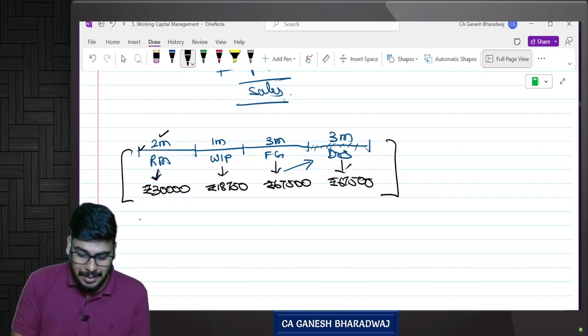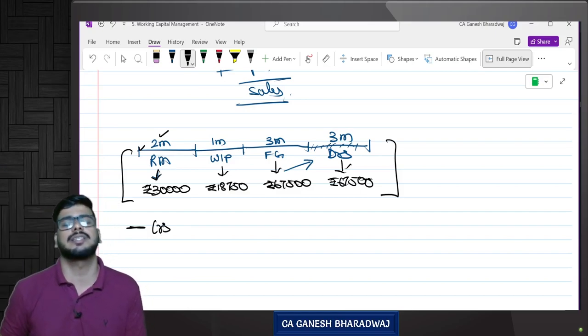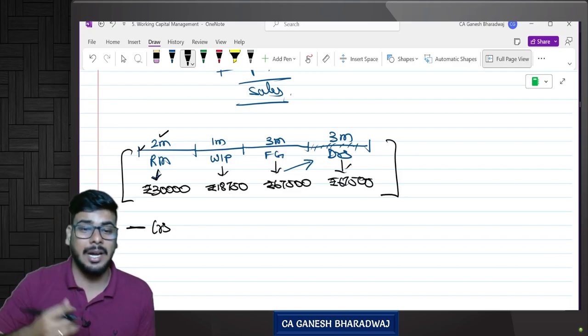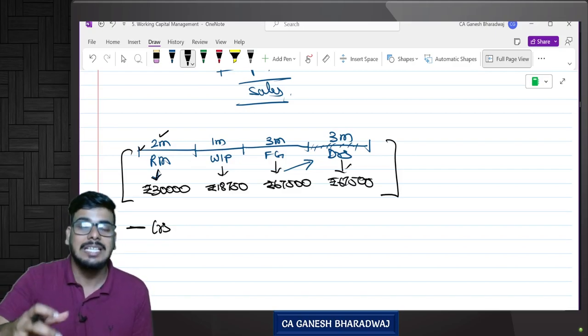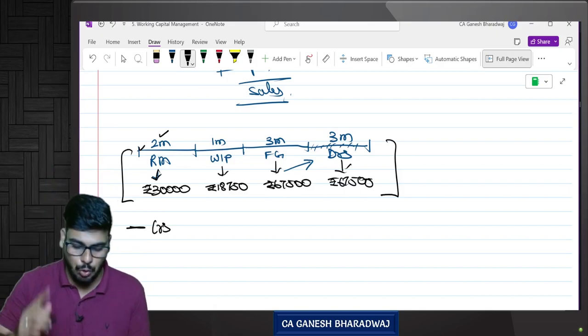So now, from this, I will reduce the amount that gets indirectly funded by my creditors. How can you say it's funded? They are not funding in cash, they are funding it in kind. They are giving you the raw material today and saying you pay it after 2 months. Are you clear with this?